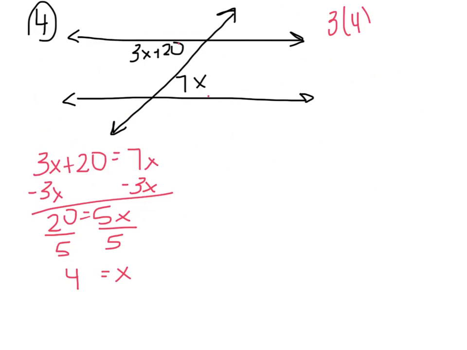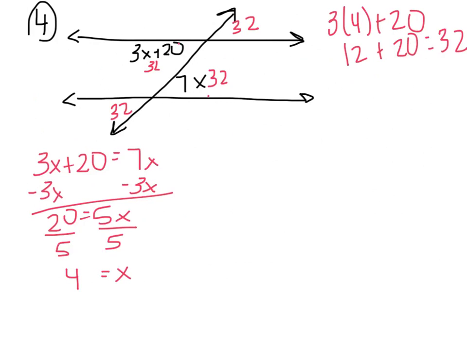3 times 4 plus 20 is 12 plus 20, which equals 32. So this one is 32, and this one is 32. And we also know that because they're vertical angles, these are also 32. We can find this angle out right here because it's supplementary. So 180 minus 32 is 148. And then we can fill in the vertical angles here and here.